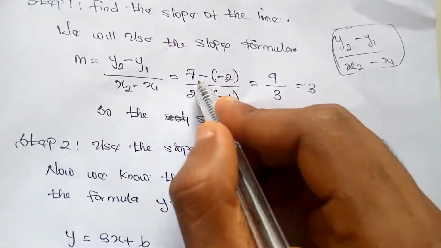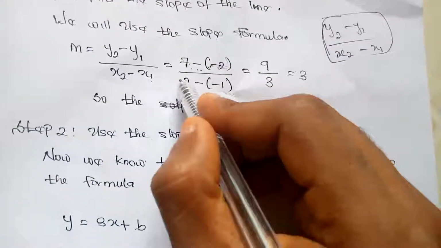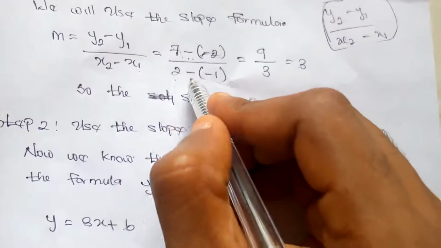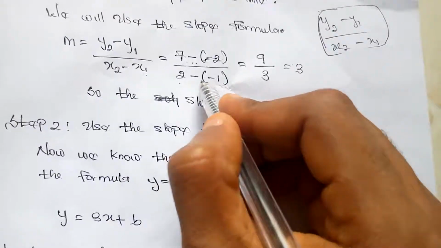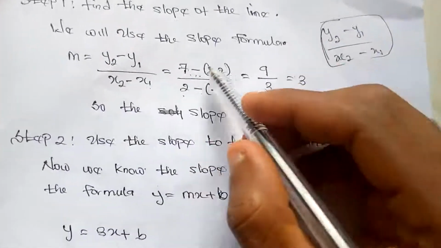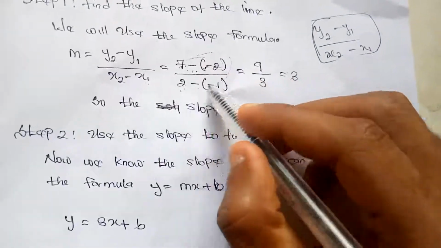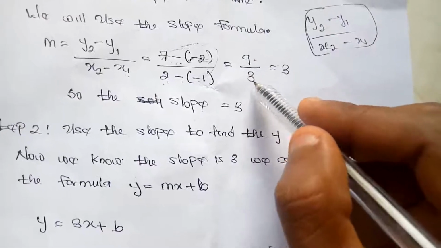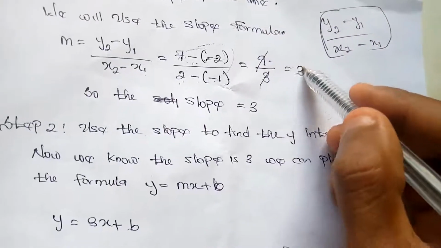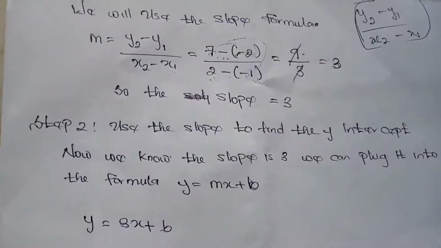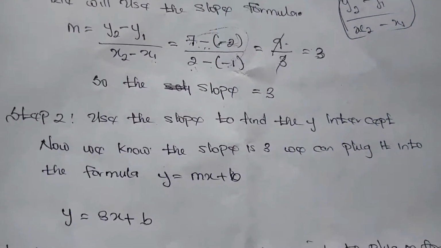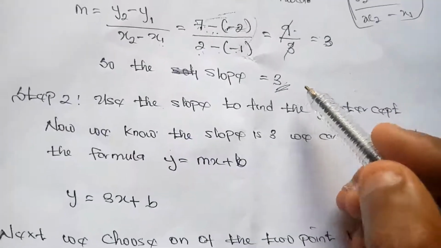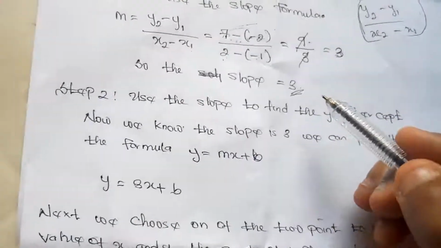Our y2 is 7, our y1 is -2. So we have 7 minus -2 all over our x2, which is 2, minus our x1, which is -1. That is 2 minus -1. When you do this calculation, you get 9 over 3. When you divide 9 by 3, you get 3. Now we have our slope. So our slope is equal to 3.